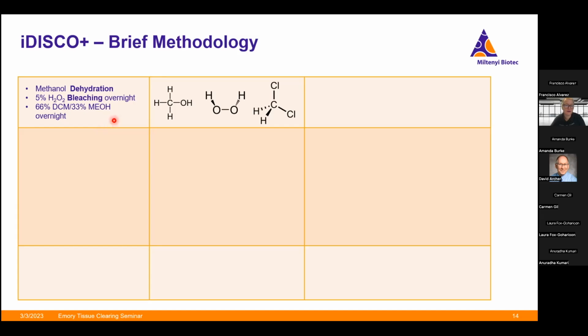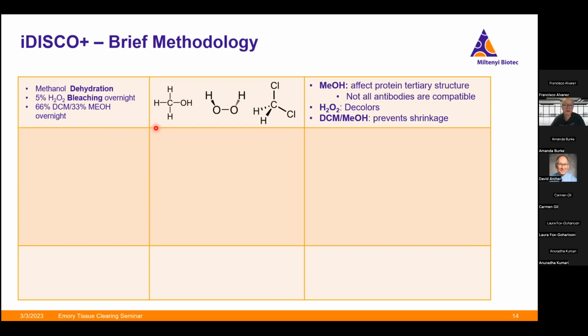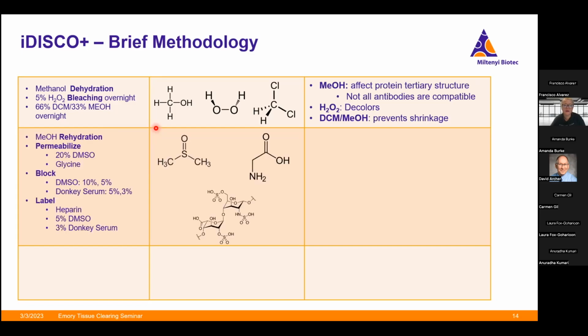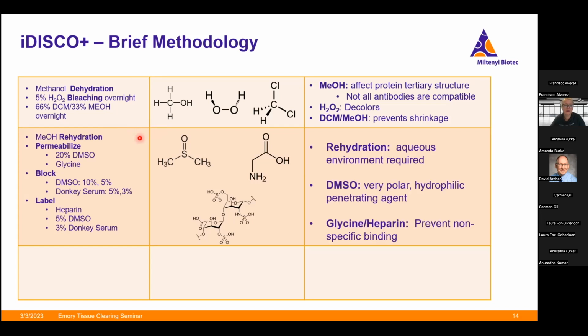And then a mixture of DCM and methanol. This is already going to remove some of those lipids and really help with antibody diffusion. For the immunolabeling, an aqueous environment is required, so we're now going to rehydrate the sample with decreasing concentrations of methanol. The sample is then incubated in a permeabilization solution that contains DMSO and glycine, followed by a blocking step in serum. If you use antibodies that are recombinant antibodies, like the ones Miltenyi offers, you can skip this step, save some time. If you have any questions about those antibodies, feel free to ask.